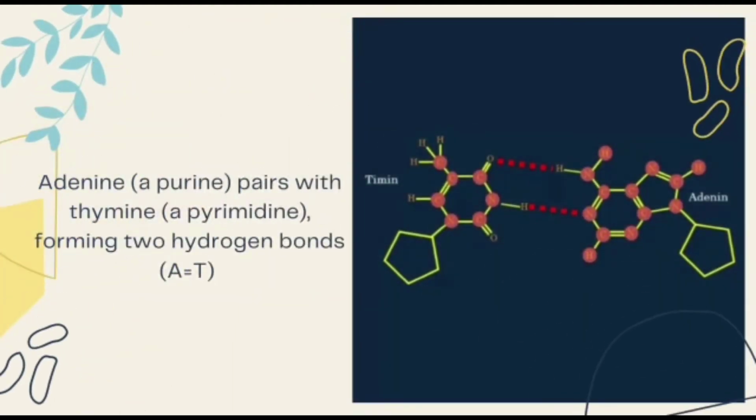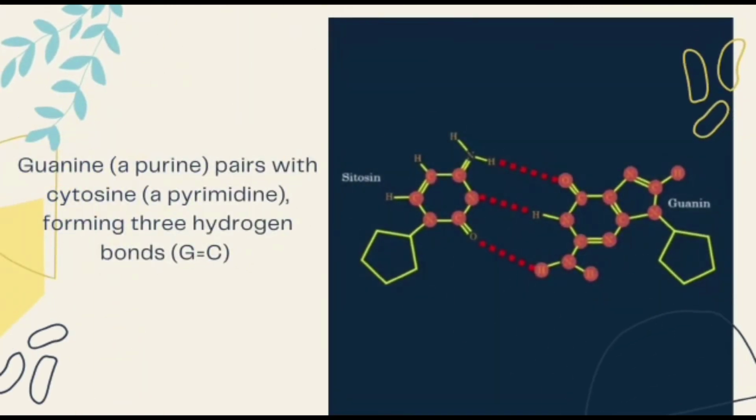Adenine, a purine, pairs with thymine, a pyrimidine, forming two hydrogen bonds, A equals T. Guanine, a purine, pairs with cytosine, a pyrimidine, forming three hydrogen bonds, G equals C.